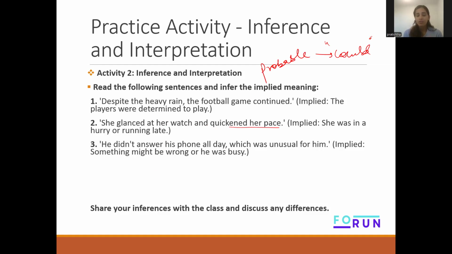He didn't answer his phone all day, which was unusual for him, right? So usually he answers it, but that particular day he did not answer his phone. So it seemed like something was fishy, right? Something went wrong, or he was extremely busy. This is the inference that I can pull out based on what he did.